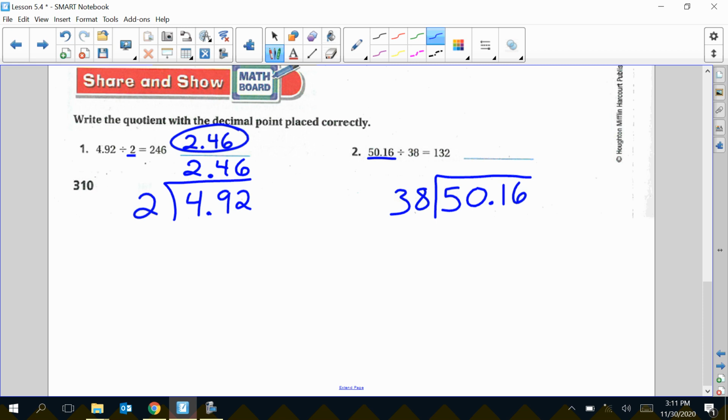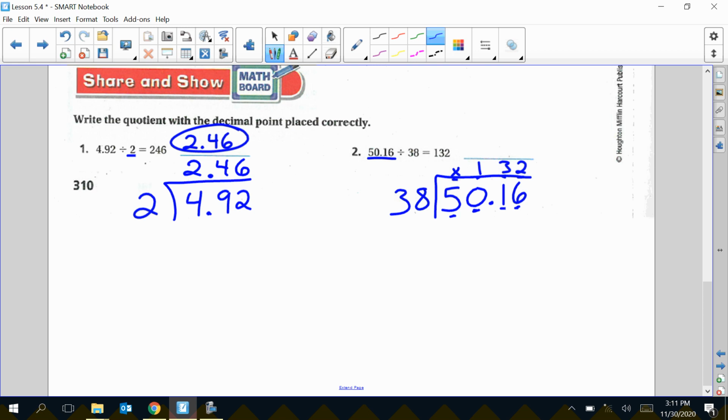Now, 38 is not going to go into 5. So that first number is actually an X, or we could put a 0 there. Then we have our 132. And like I said earlier, remember, every digit should have something above it. So even an X or a 0 if that number doesn't go into it.